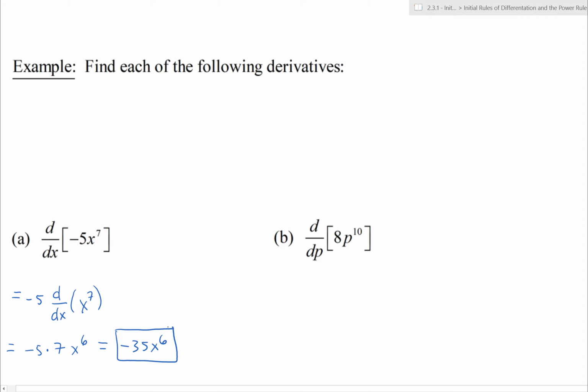And in part B, very similar, we are differentiating with respect to p here, the function 8p to the 10th. So again, constant multiple, you could think of it as 8 times the derivative with respect to p of p to the 10th. And then we apply our power rule. We get an 8 times, bring down the 10, times p, lower 10 by 1, so 9th power, giving us 80p to the 9th. Much quicker than using the limit definition every time. So it's nice once we develop these rules.